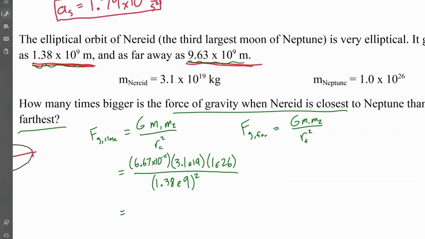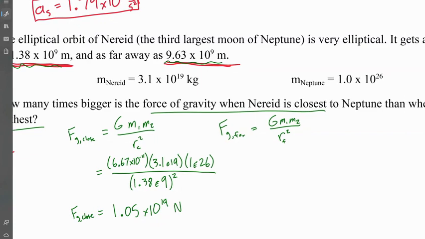All right, so let's plug this into our calculator. 6.67 e minus 11 times 3.1 e 19 times 1 e 26 divided by 1.38 e9 squared. And I get 1.05 times 10 to the 19th. We have to use that times 10 to the notation. All right, so there's our force of gravity when it is close.